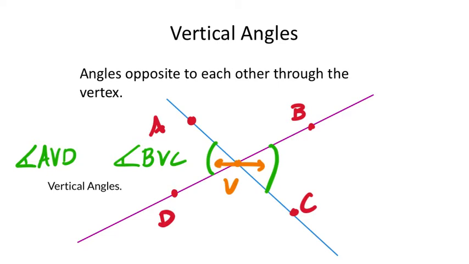But there's also two other angles that are vertical to each other, which would be, I'll still use green here, AVB and DVC. Because they are also through the vertex, it's just an up and down relationship through the vertex. See this? So again, I'll specify this. Angle AVB and angle DVC, these also are vertical angles.